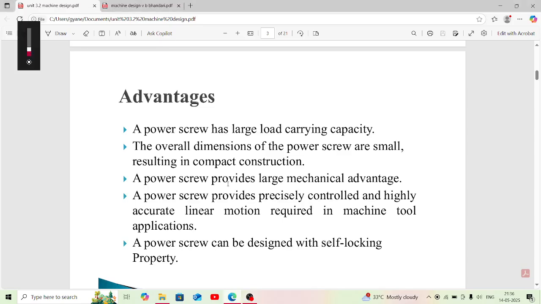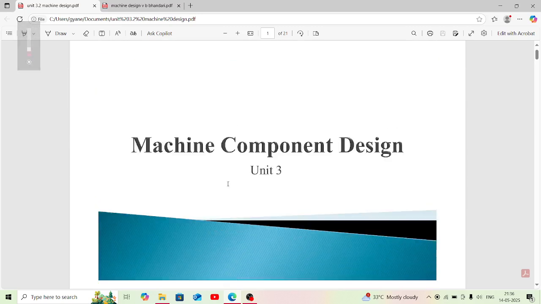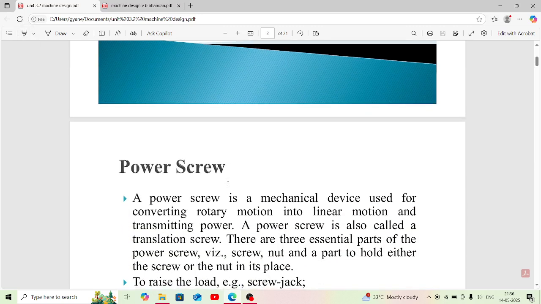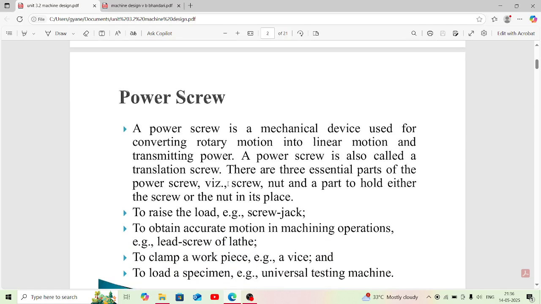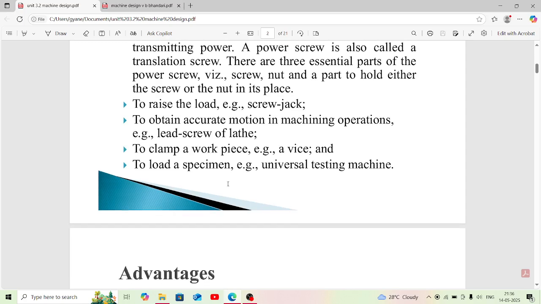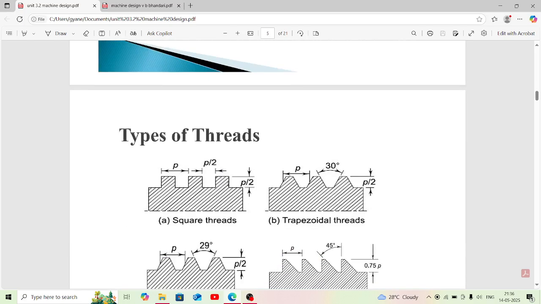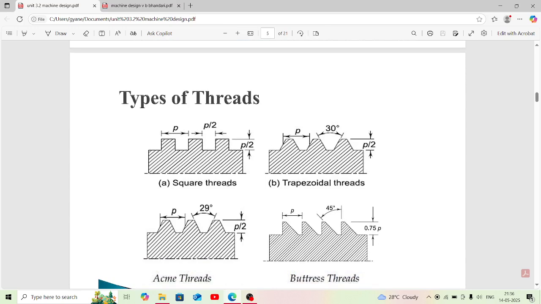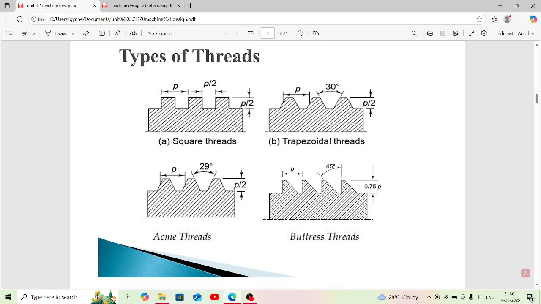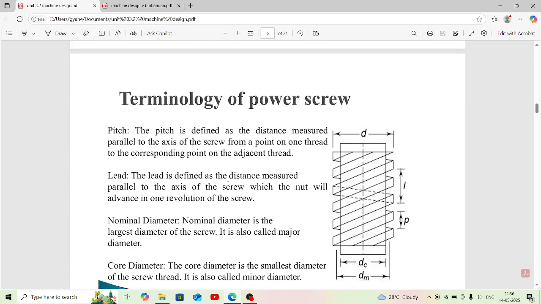So let's start the topic. What we have covered in earlier class. What is a power screw? It is a mechanical device which converts rotary motion into linear motion. There are some advantages and some disadvantages. Type of thread. There are most typically 4 types of thread: square thread, trapezoidal threads, acme threads, and buttress threads.